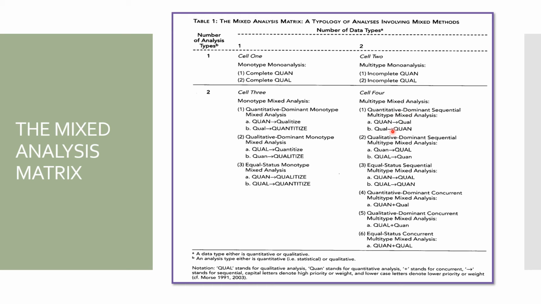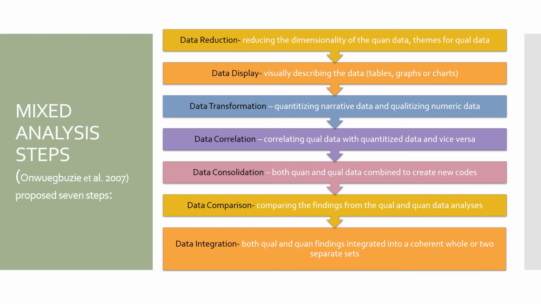Now here we want to remember our notation system from Creswell, where you would know the arrow in terms of sequence, and if it's caps and common, which one is being prioritized here. So both cell 3 and cell 4 can be expanded to include iterative data analysis techniques. So we want to go into the data analysis steps, and these steps that are involved for a mixed method study are really 7 steps.